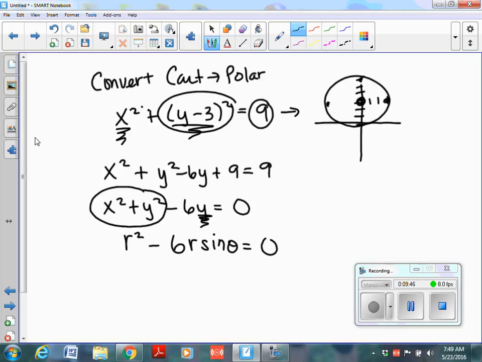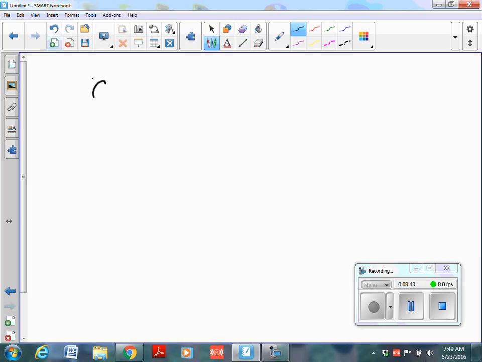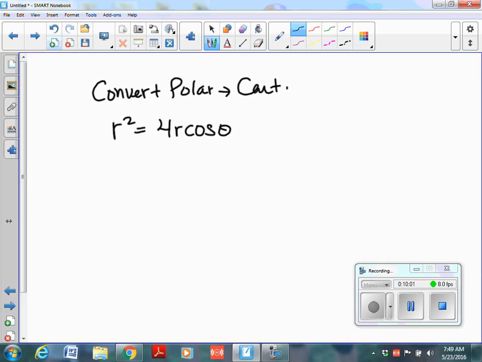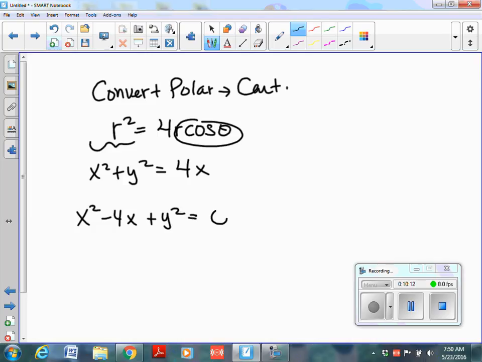Okay, the next one, I'm going to go the other direction. I'm going to convert from polar to Cartesian. So they give you r squared equals 4r cosine of theta. I'm going to change r squared to x squared plus y squared. I'm going to change this to an x. I'm going to bring the 4x over. Okay. Now, I need to put this into more of a circle formula. This is where it gets kind of confusing. I'm going to complete the square, if you remember this. There's a lot to remember from other sections.